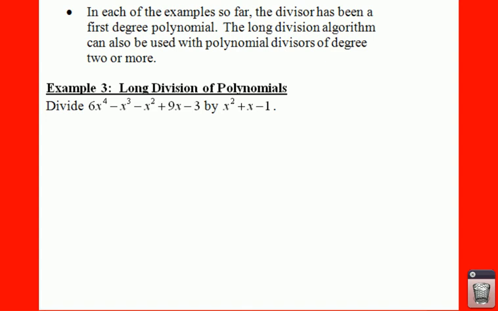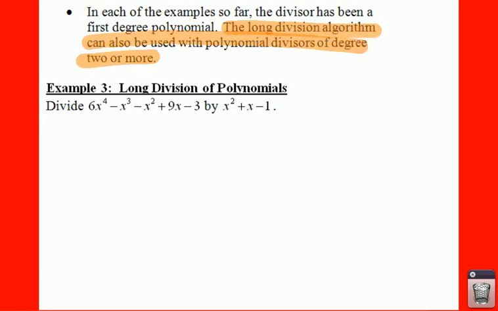Alright, sometimes you're not dividing by just a binomial, you're dividing by a trinomial. When you're dividing by a trinomial, it gets a little more difficult and a little more work, but you can only use long division when you have a degree of 2 or more. If you have a degree of just 1, you can use synthetic. If you have a degree of 2 or more, then you have to use long division. Okay, so that's what this states up here.